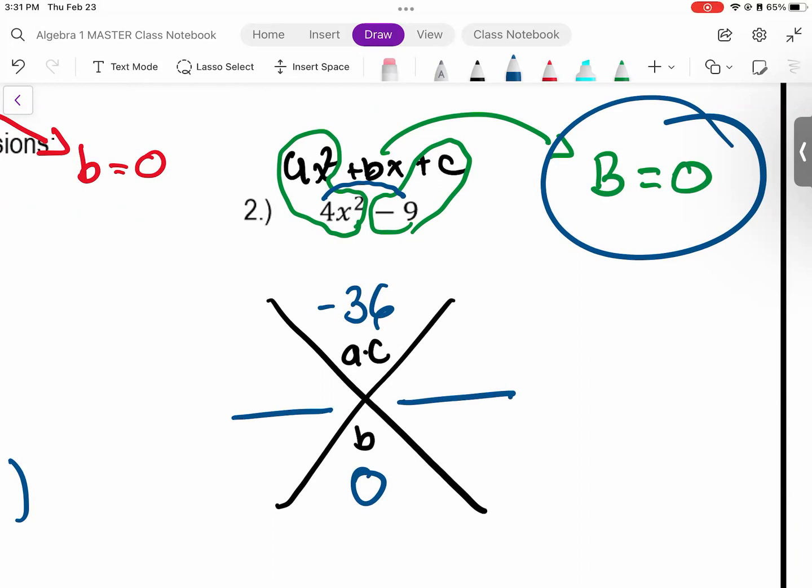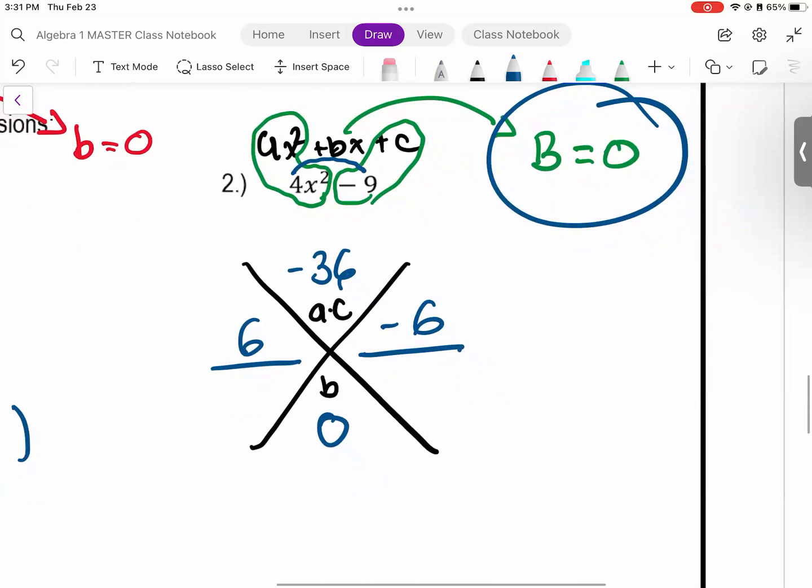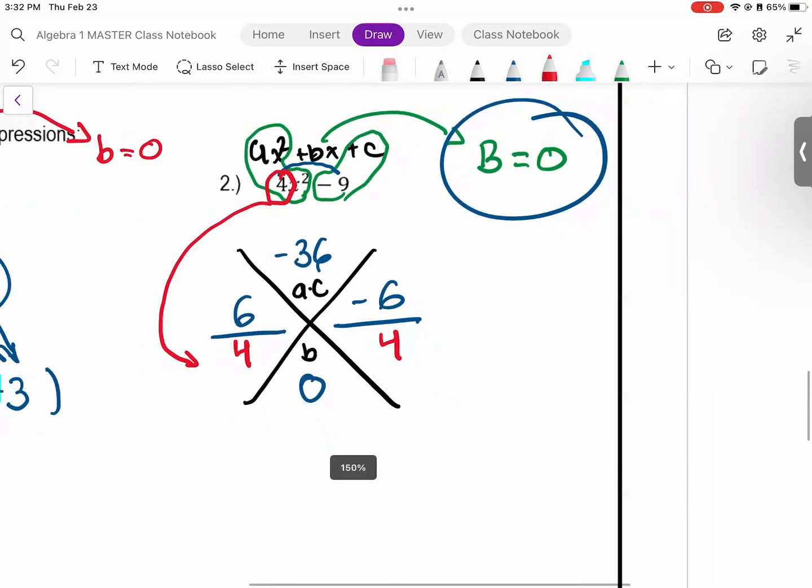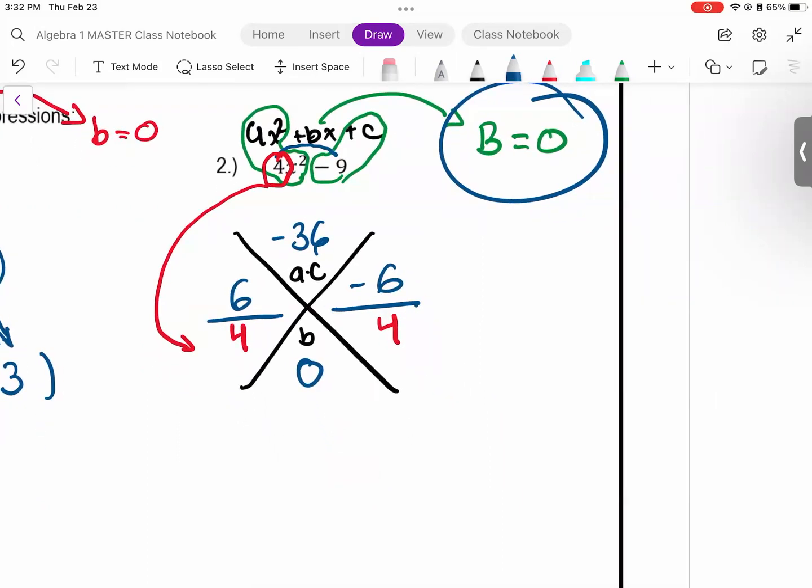So I am looking for two numbers that multiply to -36 and add up to 0, which in this case is 6 and -6. However, if you notice, this problem actually has an a value of 4. So we need to divide both of those factors by 4. Hopefully you remember your calculator steps.